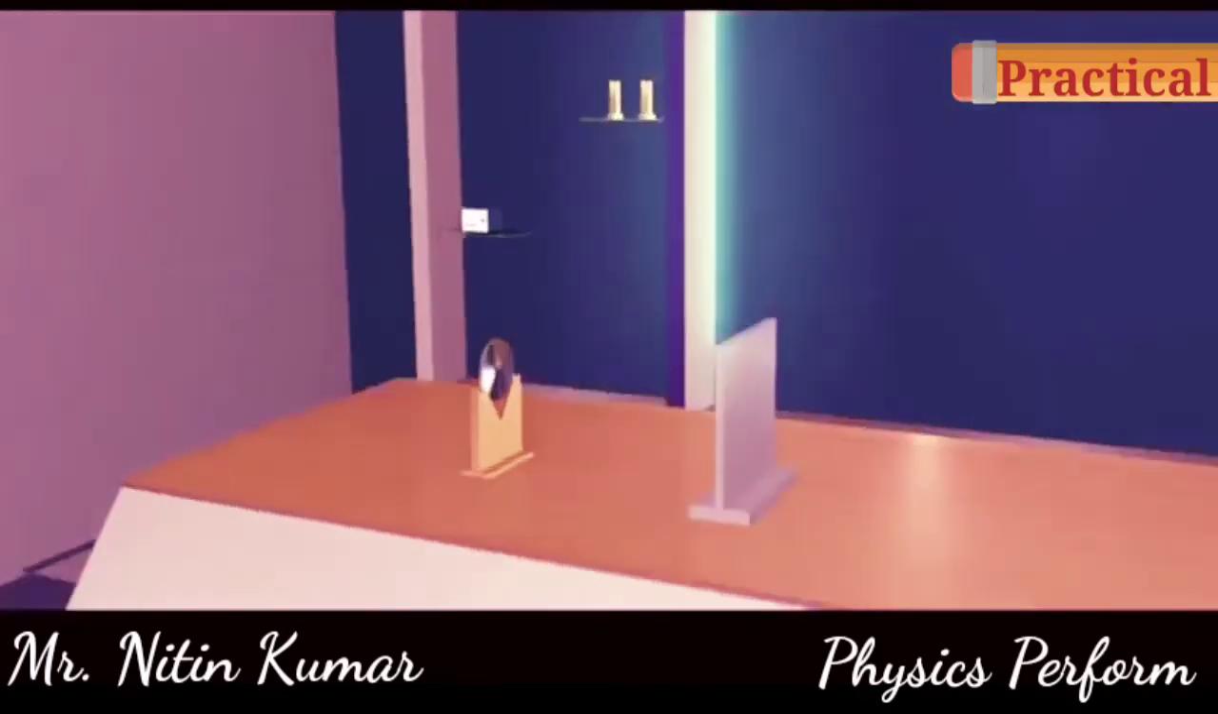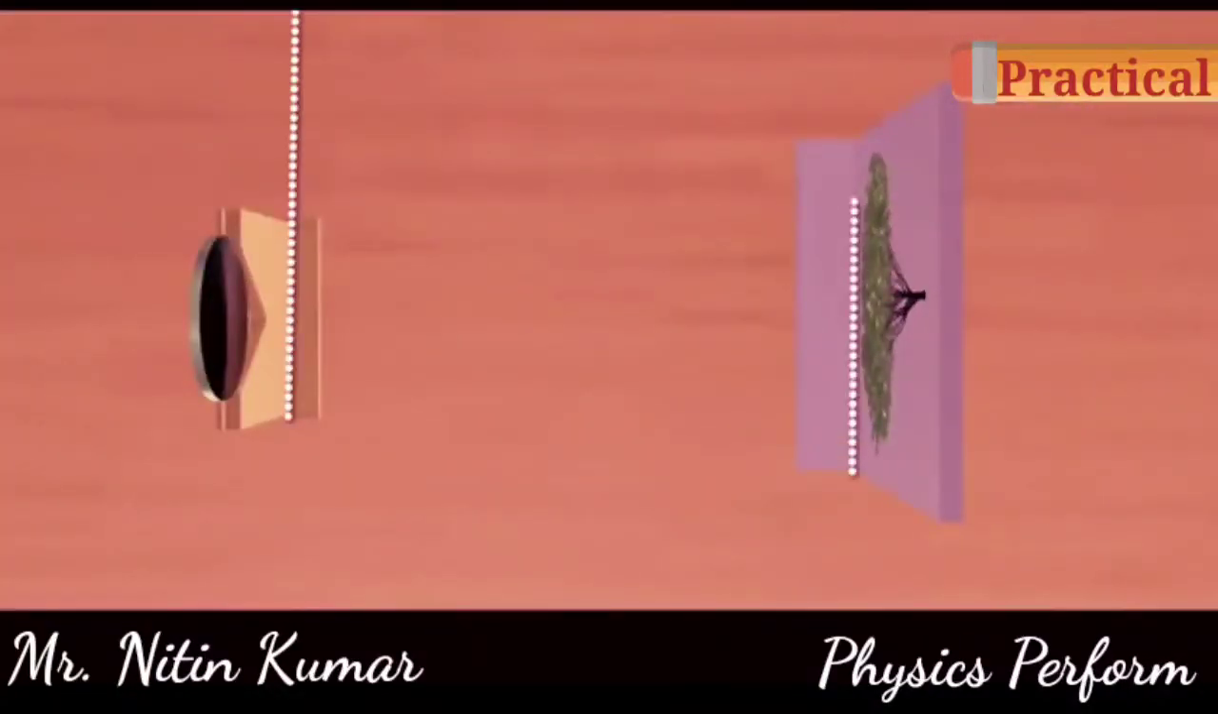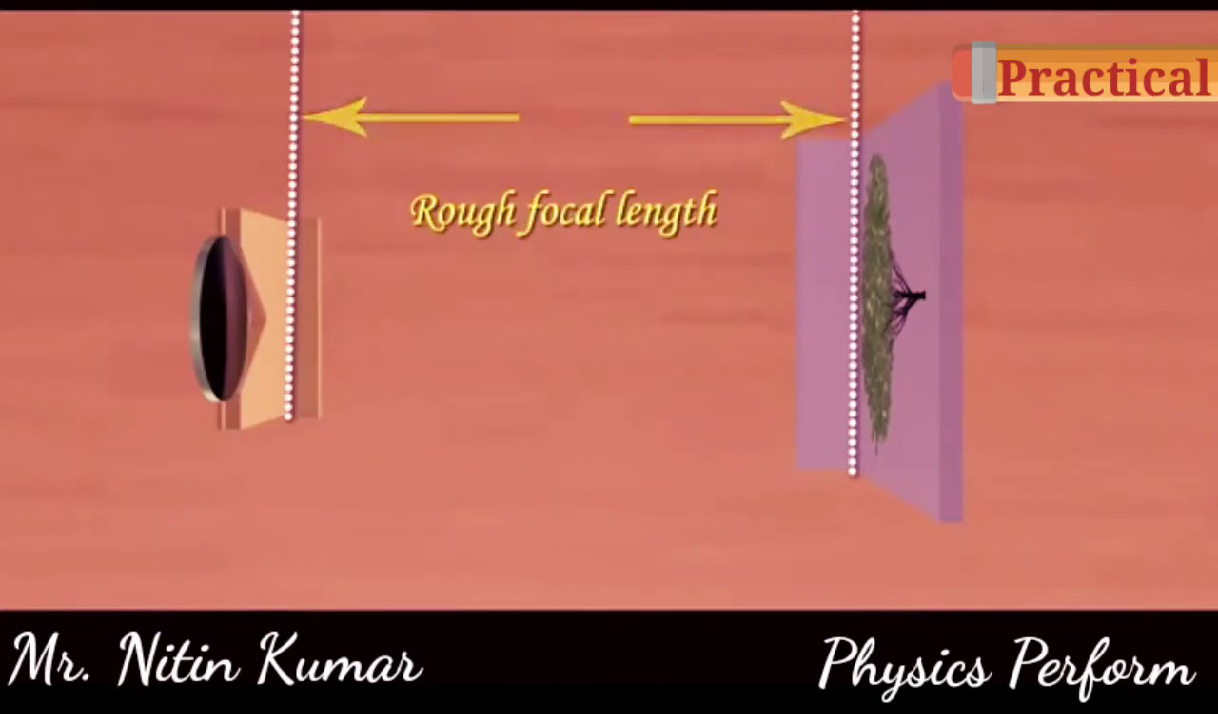Now, with the help of a scale, measure the distance between the lens holder and the screen, which is nothing but the rough focal length. Here, it is 10 centimeters.